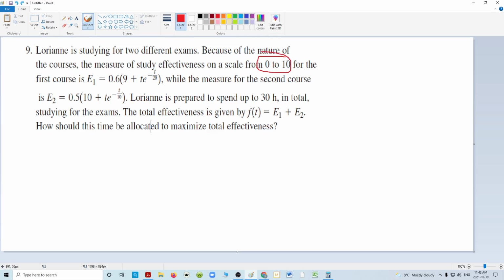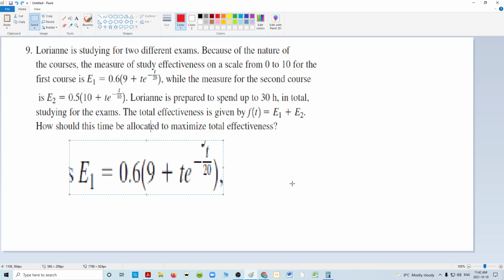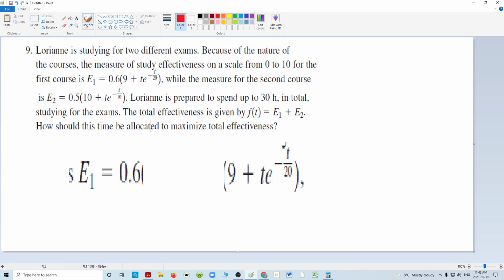On a scale of 1 to 10, the E is going to come out as 0 to 10. It's based on time. You really just want to find the max of these curves. So the derivative of this one, fortunately, you just keep the multiplier separate. The derivative of the internal, the 9, doesn't even matter anymore.